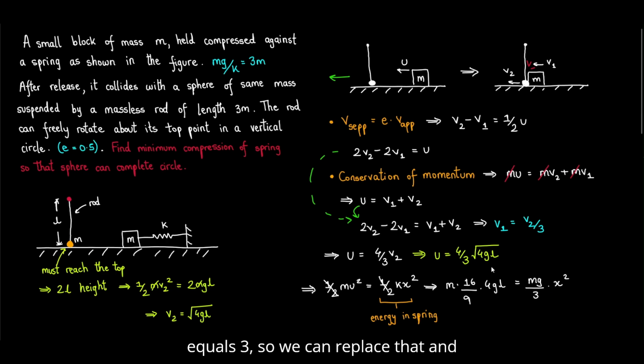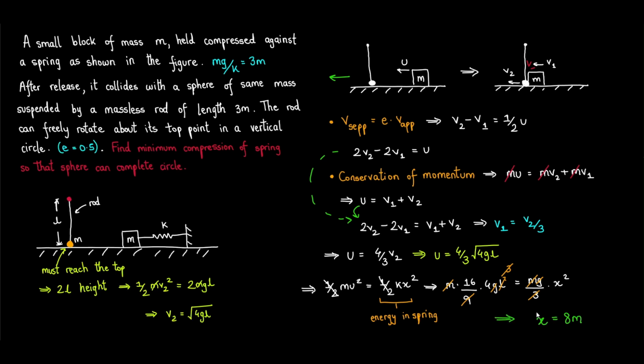Now we know L equals 3, so we can replace that and cancel the common terms, and we finally get the compression in the spring is 8 meters.